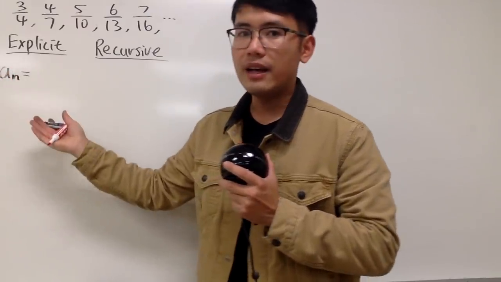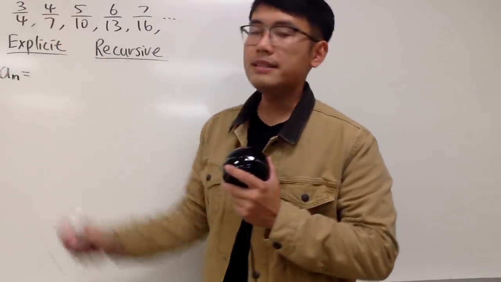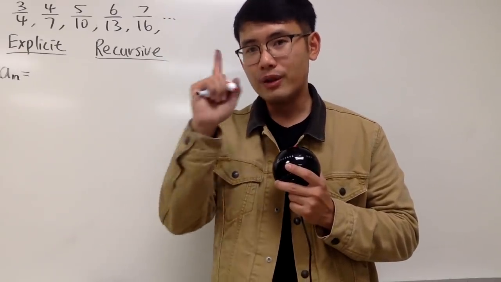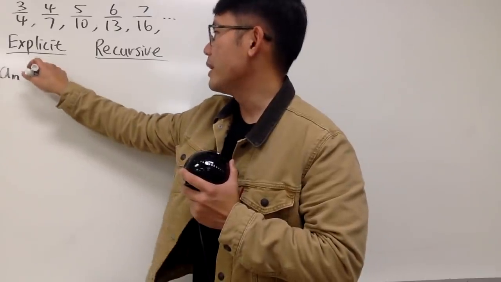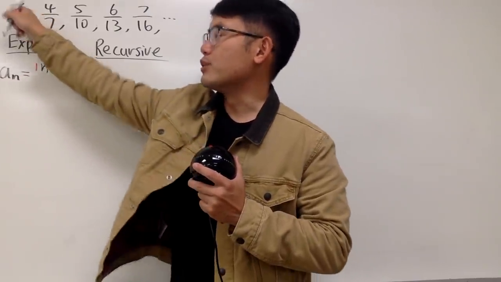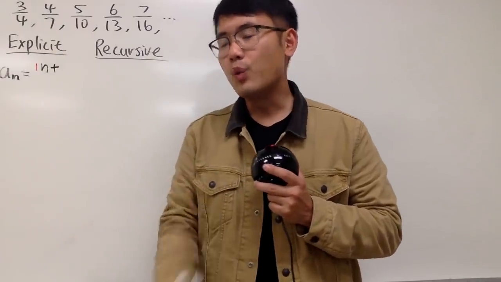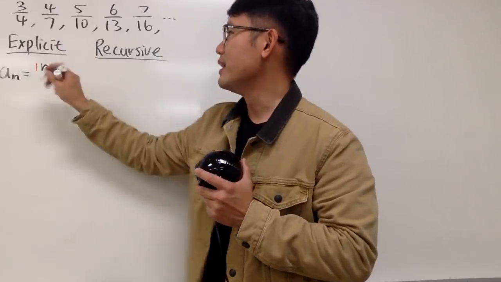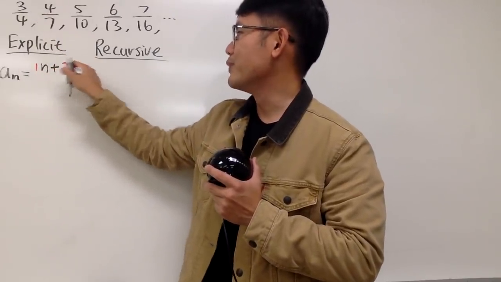We will have a_n. Because on the top, every time we're just adding 1. That's a common difference, so the coefficient of n is just 1. Namely, we have 1n. But we have to add something so we can get to 3 for the first term. Well, when n is equal to 1, 1 times 1 is 1. We have to add 2 to get to 3. So we have 1n plus 2 for the top.